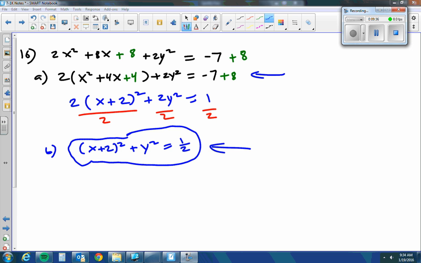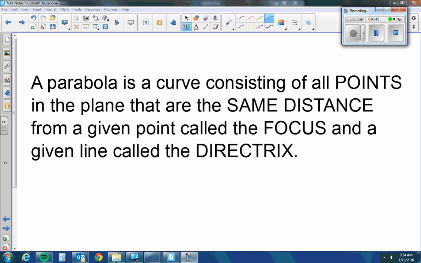Okay. Now we're starting with parabolas, and I had you copy down the definition. If you didn't already do so, there's blanks at the top of the paper. Copy that down now. So there's a geometric definition of a parabola: the set of all points in a curve that are equidistant from some point called the focus and some line called the directrix.